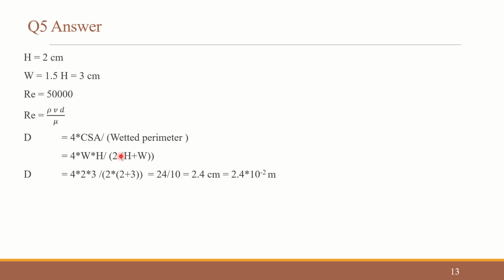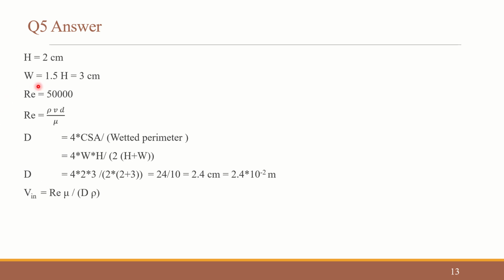So we are substituting the known values, that is W is 2, H is 3, divided by 2 into 2 plus 3. So 4 into 2 into 3, it is 24, divided by 2 into 5, that is 10. So 24 by 10, it is giving us 2.4 centimeter. So it is 2.4 into 10 power minus 2 meter, that is the hydraulic diameter.